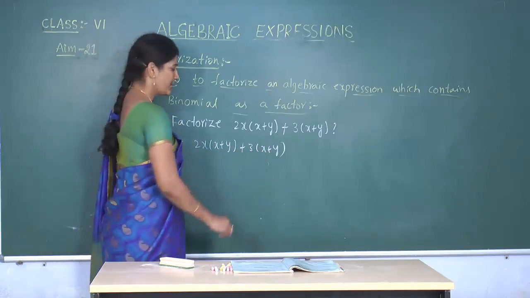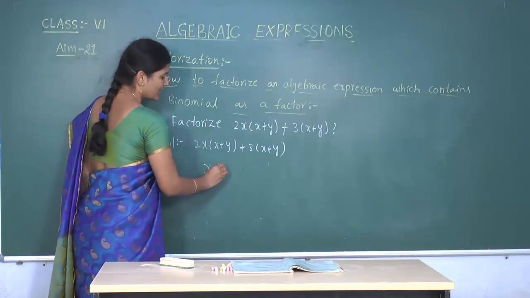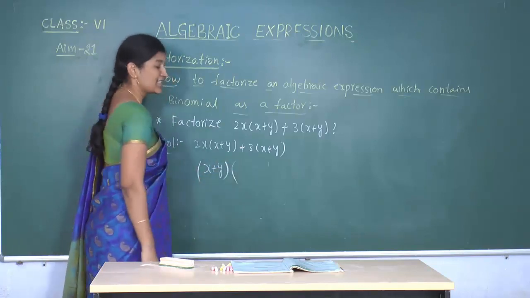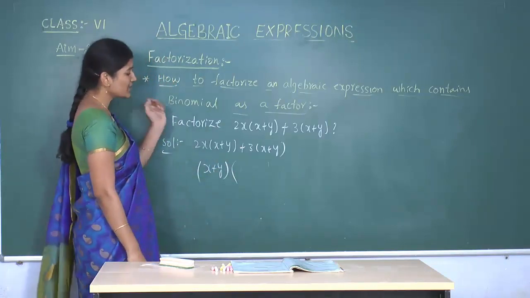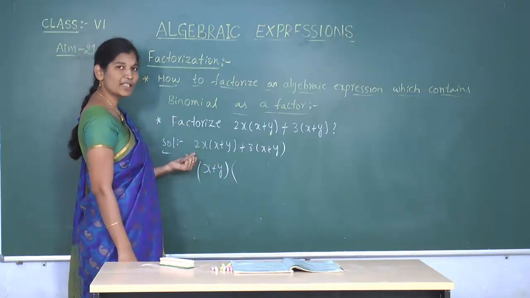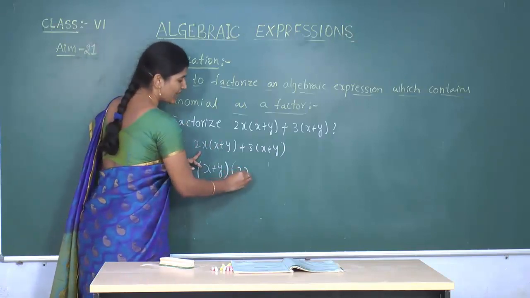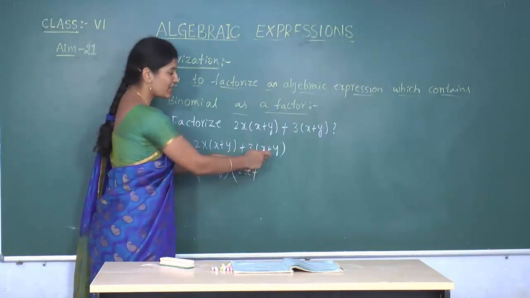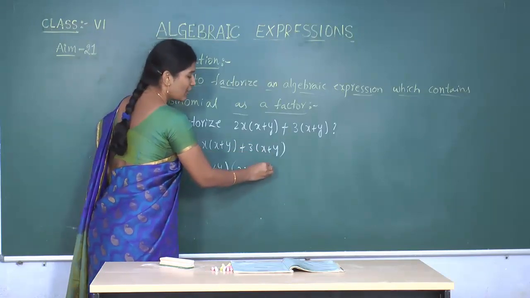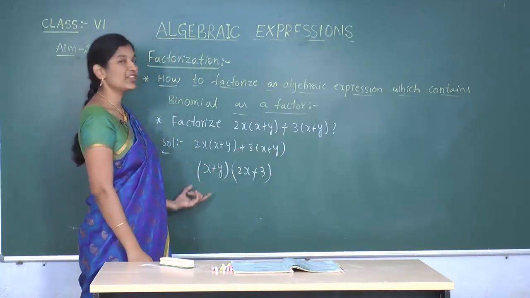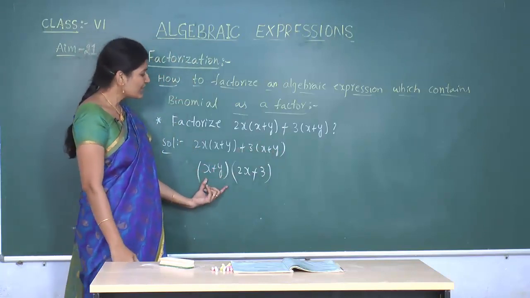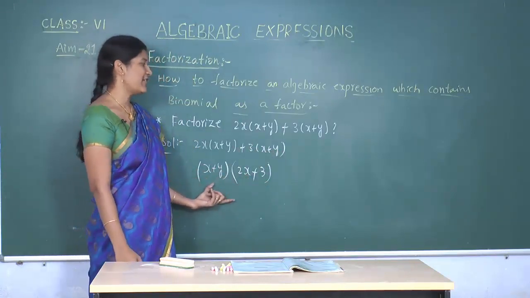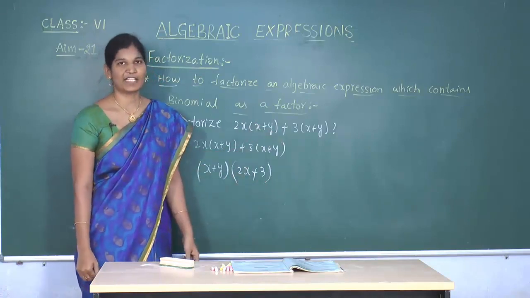Let me take out that binomial. I am taking out that x plus y, and what is the remaining factor in the first term? That is 2x. What is the remaining factor in the second term except x plus y? Yes, it is 3. Why? Because already x plus y we have taken out. So, x plus y and 2x plus 3 are the factors of the given algebraic expression.